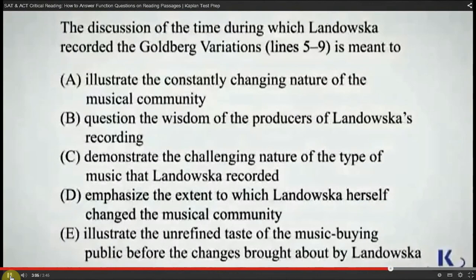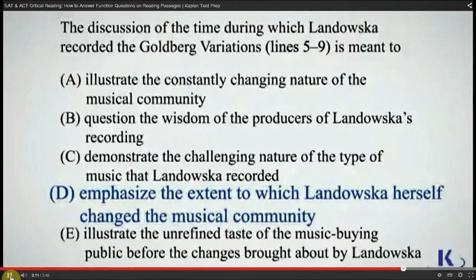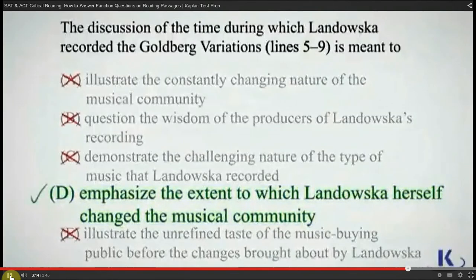Next, review the answer choices and determine which one matches your prediction. D closely matches the prediction and is the correct answer choice. Remember, read for the big picture. Focus on details only when directed to them by the questions. Once again, the Kaplan method will help you approach reading comp questions with confidence. Now it's your turn to practice answering function questions.